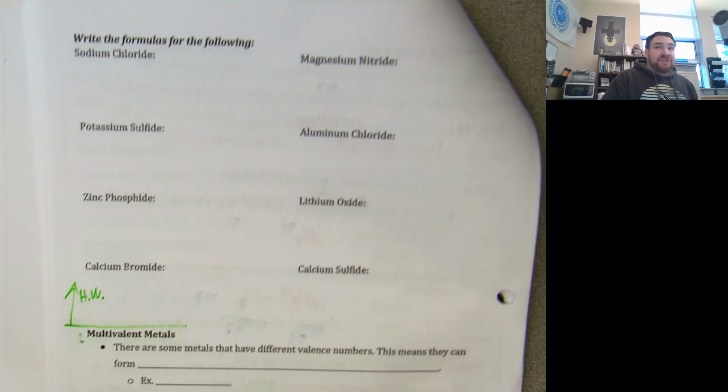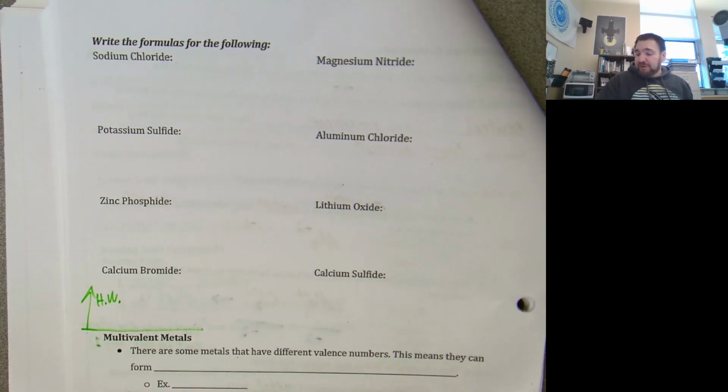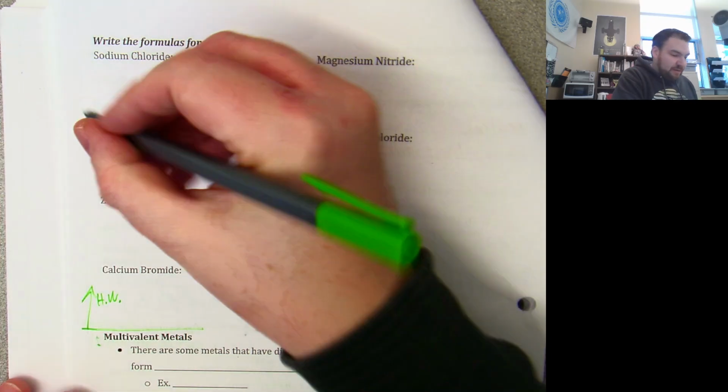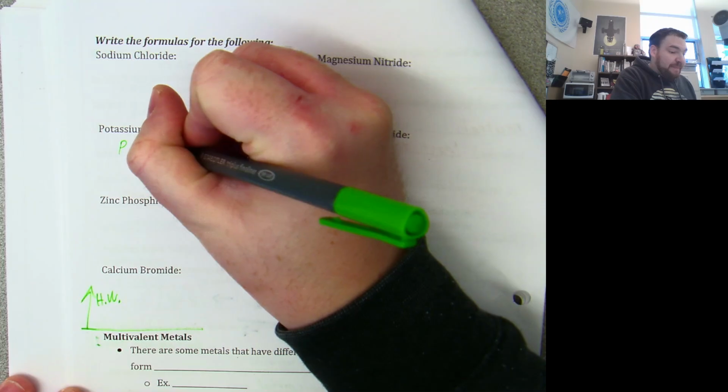There were some questions about the homework, so let's go over those first. Perhaps it would be helpful to give you guys the answers for these things. Before I do that, Evelyn, did you want to go over any one of these in particular? Potassium sulfide. So let's do that.